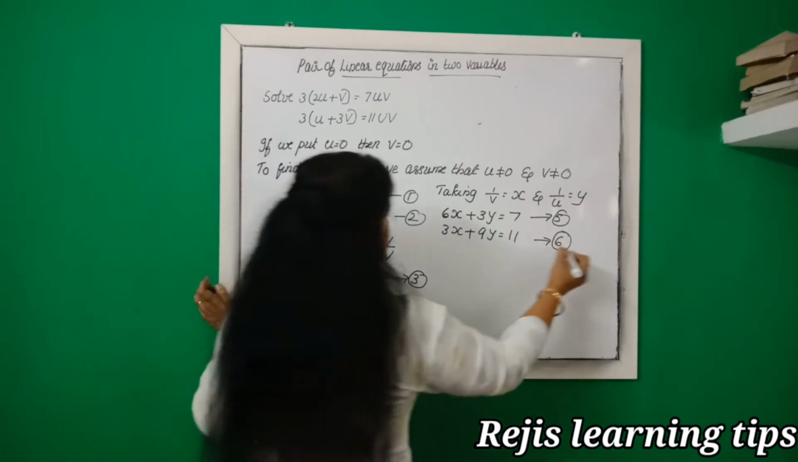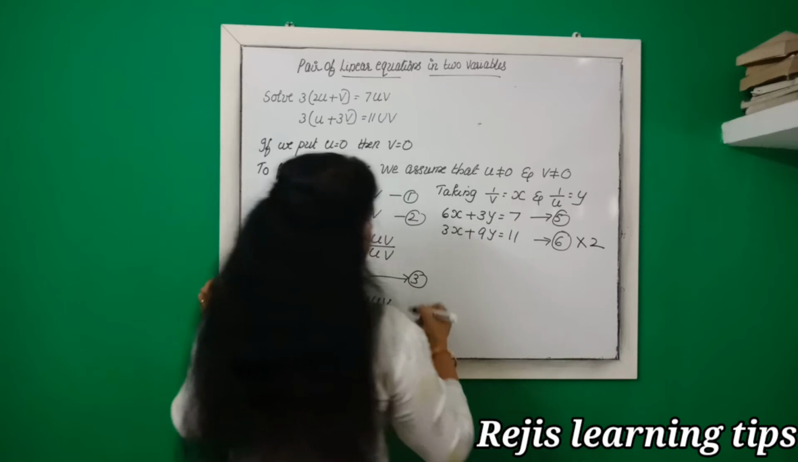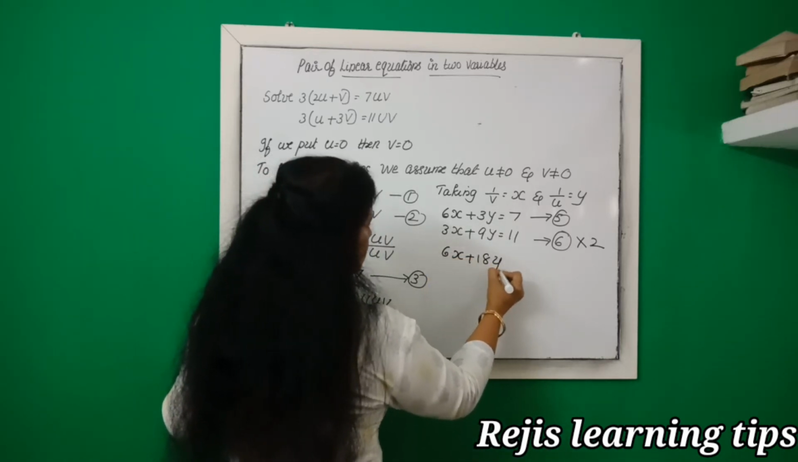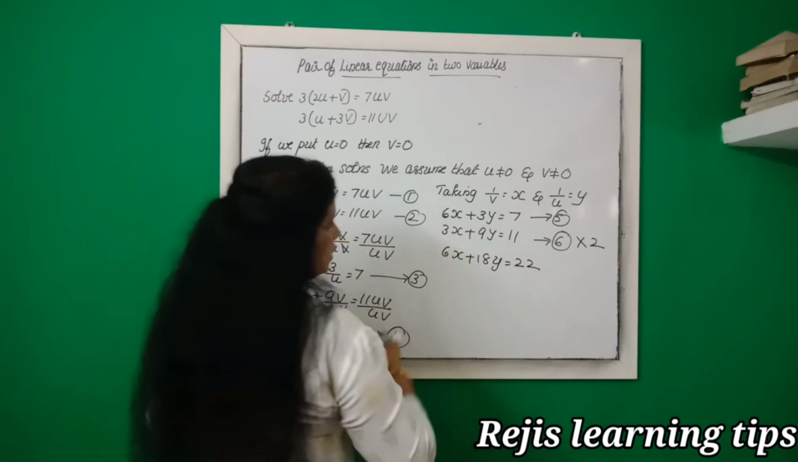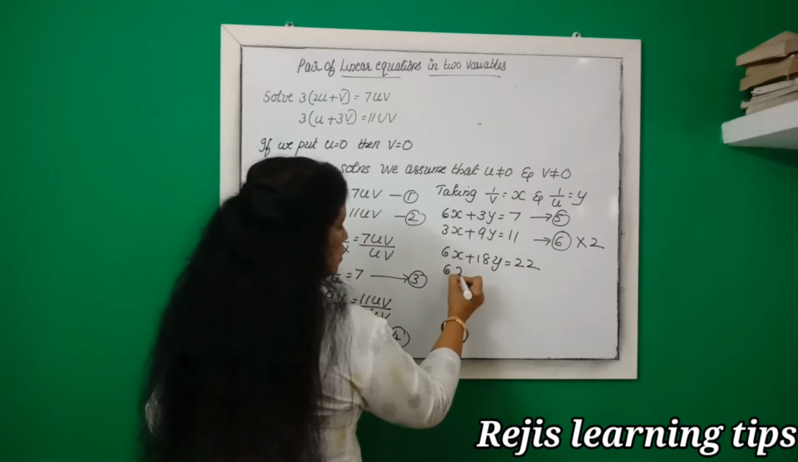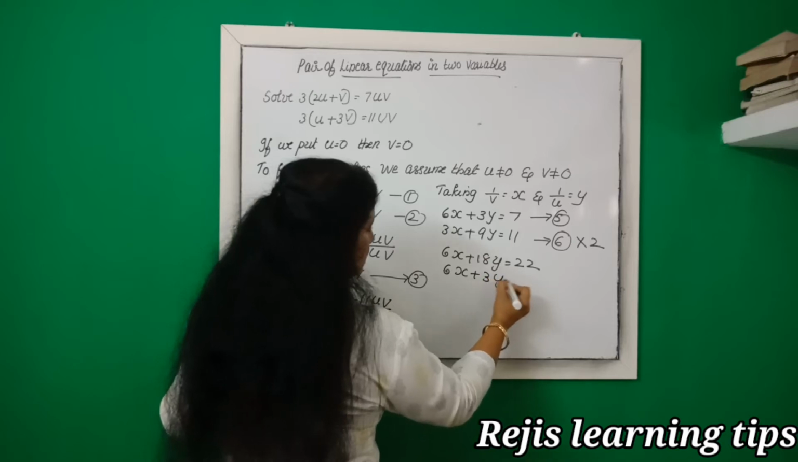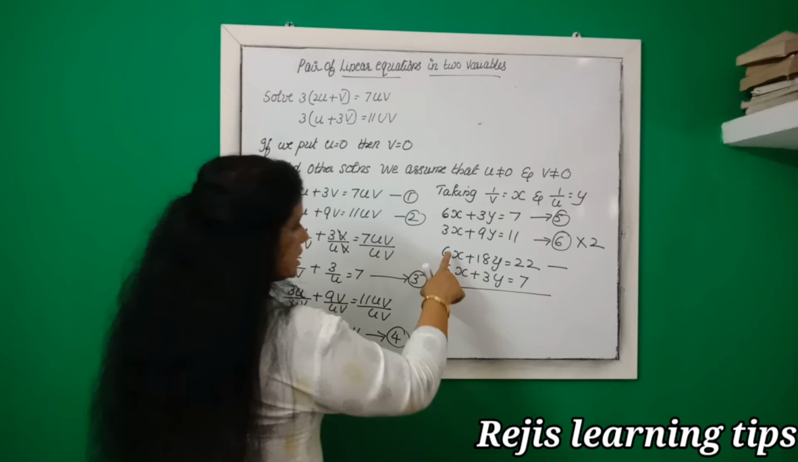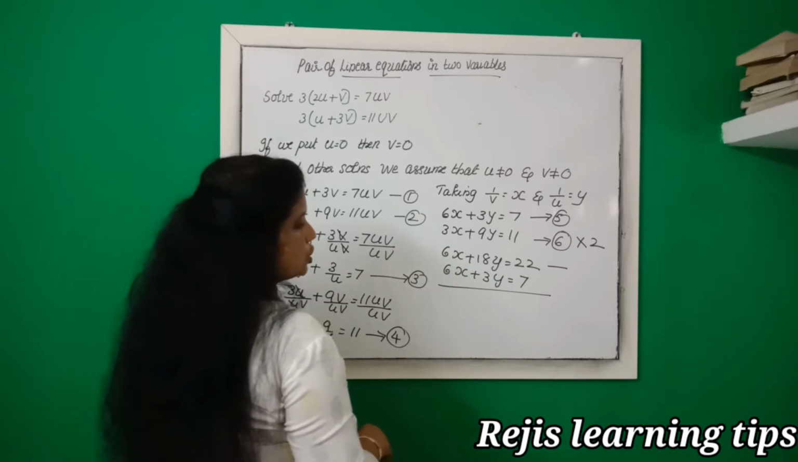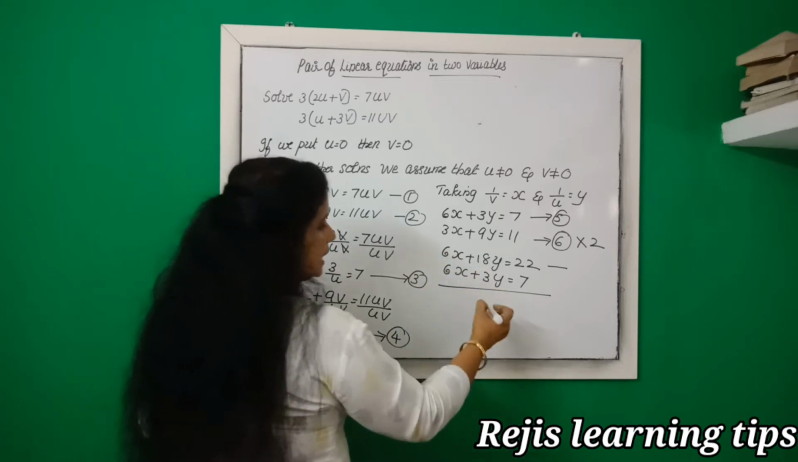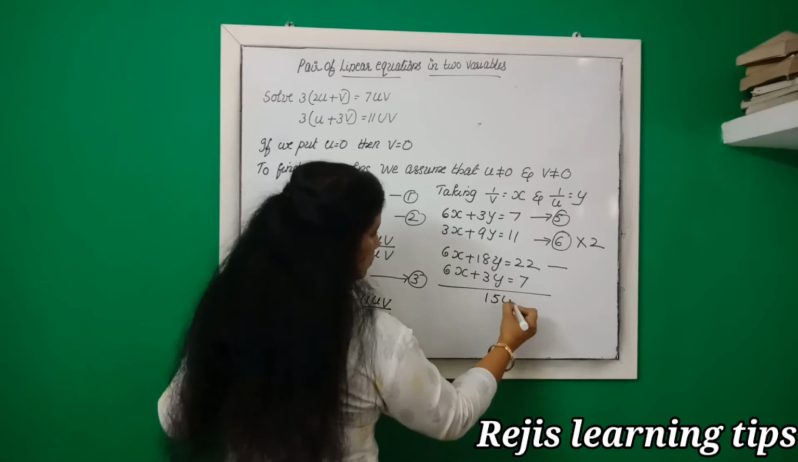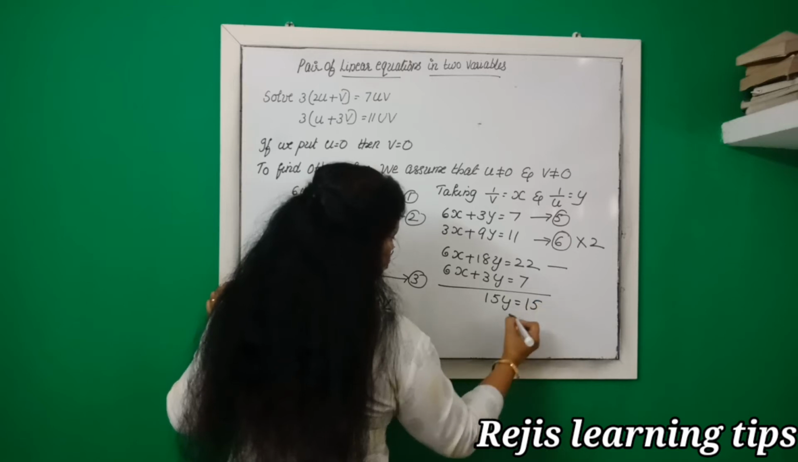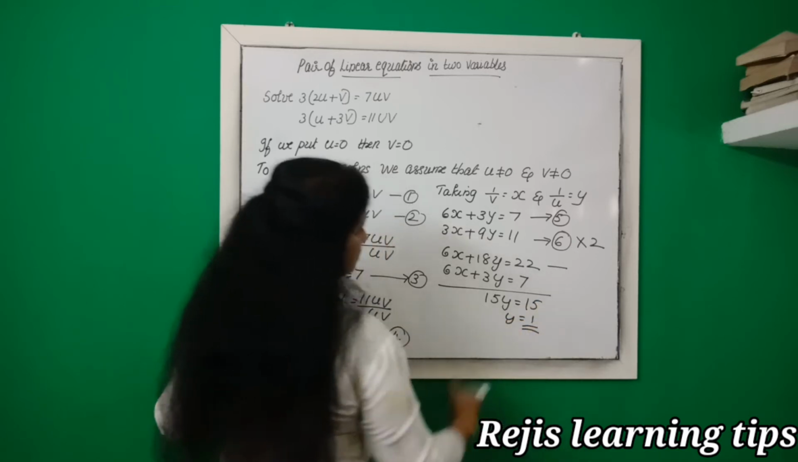Then we should multiply equation 6 by 2. Then we will get 6x plus 18y is equal to 22. We write equation 5 also here, 6x plus 3y is equal to 7, and then we subtract. 6x minus 6x is 0, 18y minus 3y is 15y, and 22 minus 7 is 15. So y is equal to 1.